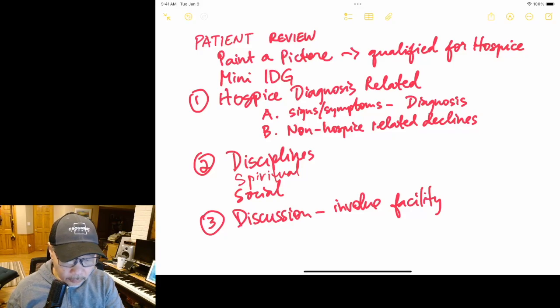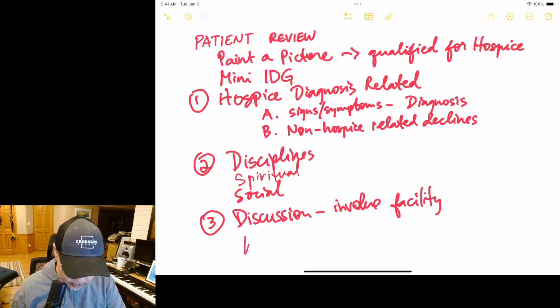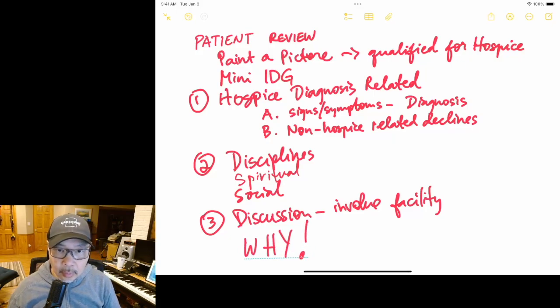So I think I talked enough about the why. So why, just remember, why are we doing this? Number one, we need to collaborate with the facility, and it's not in this order, but I mean the first thing is to create a really organized picture of what's happening with the patient, be able to present that in an orderly fashion, and I would like it to go from clinical, hospice diagnosis, and then going through the disciplines, and then discussing with the facility.